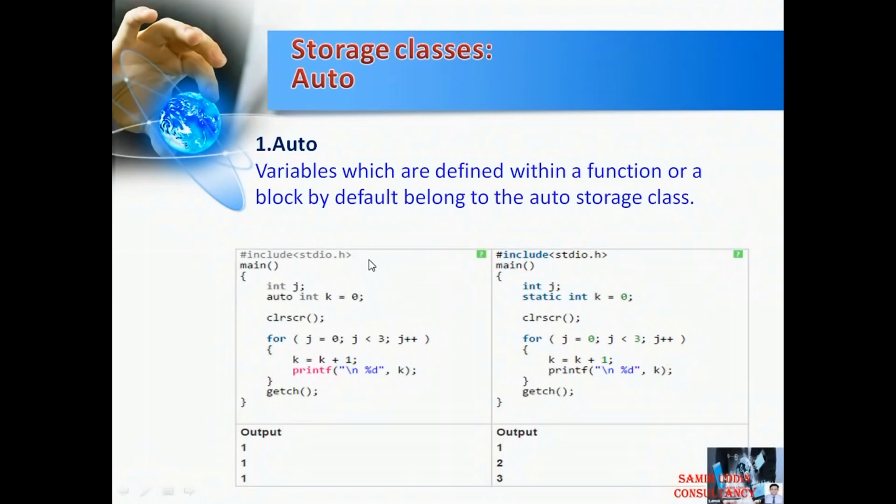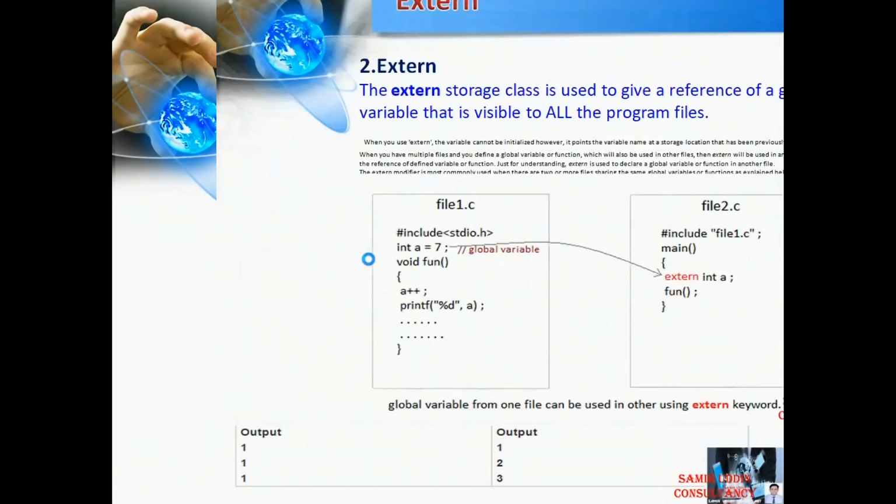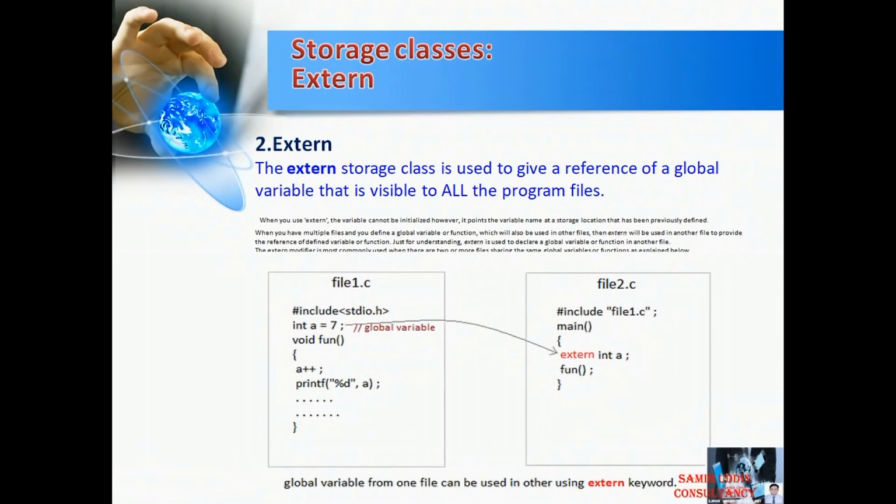Next, move to the external keyword. The external keyword is used to give a reference of a global variable that is visible to all program files. When we use the external keyword, the variable cannot be initialized at all. It points to the storage location where it has been previously defined.